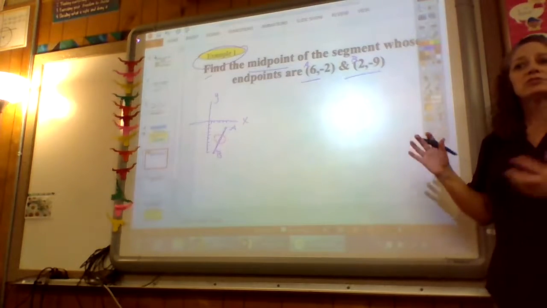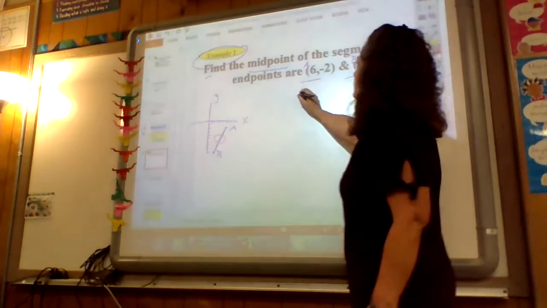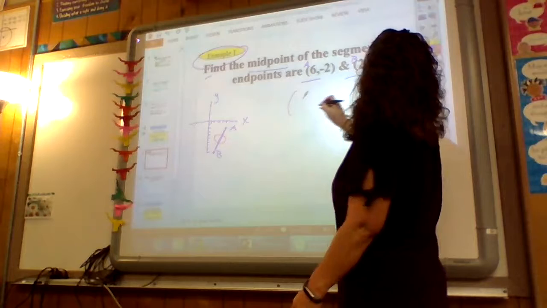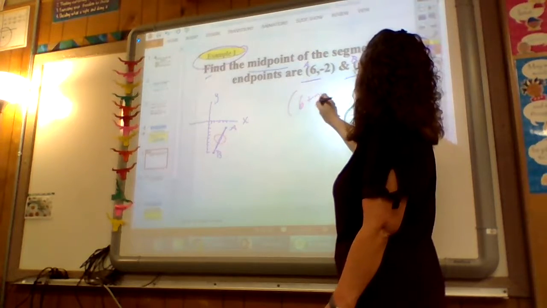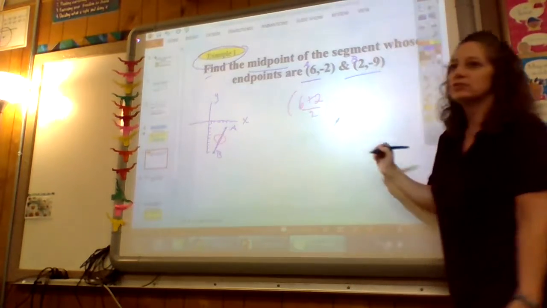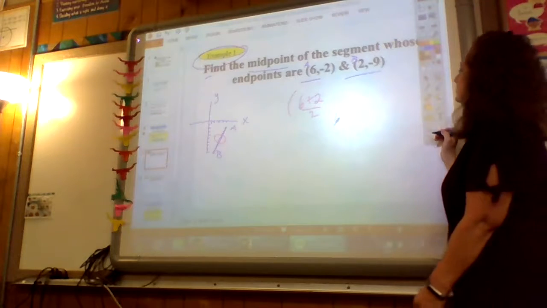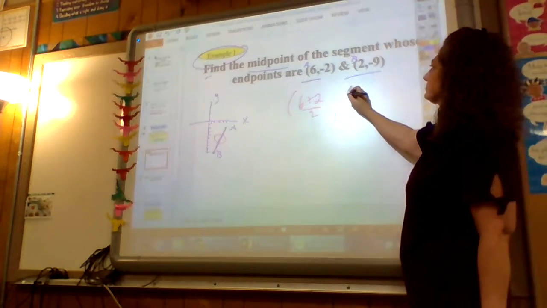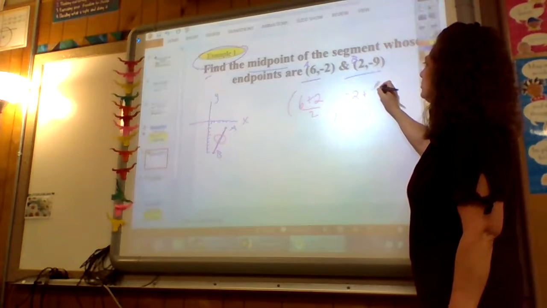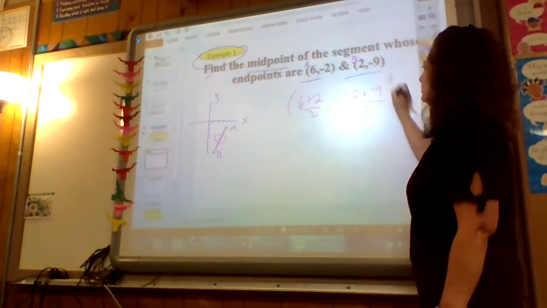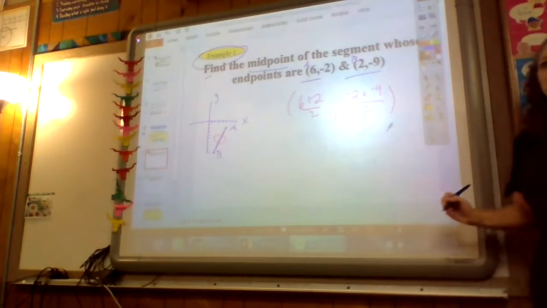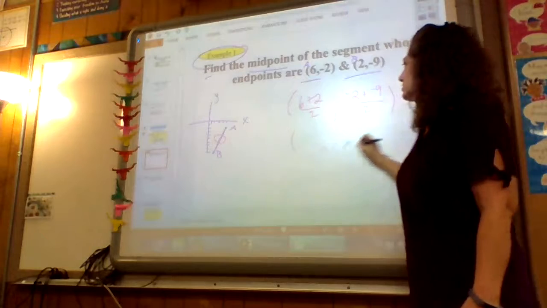So I'm just going to do substitution with you guys into the formula. You have the two x's, 6 plus 2, that you're going to divide by 2 and average. The two y's, Kyle, what are the y's? Negative 2, negative 9. The negative 2 and the negative 9, we're going to add together and divide by 2 and average. And you wind up with a coordinate point.